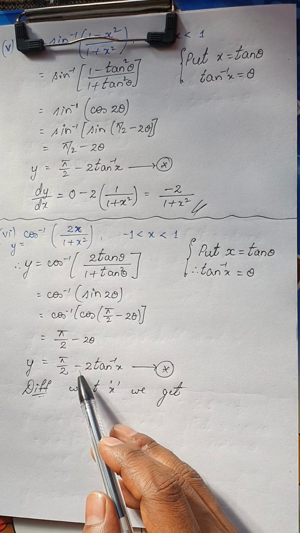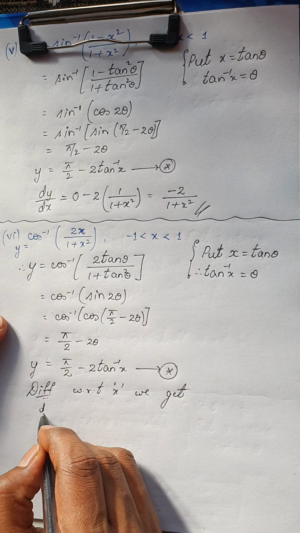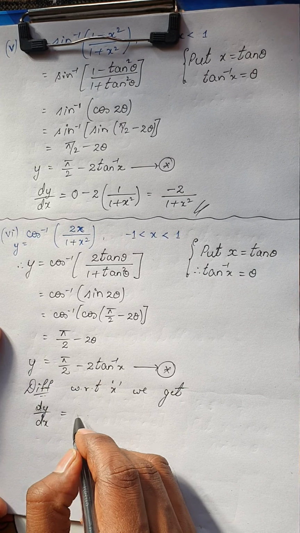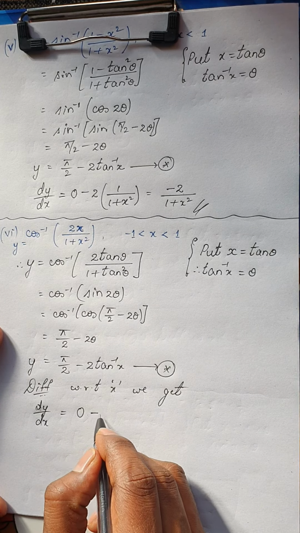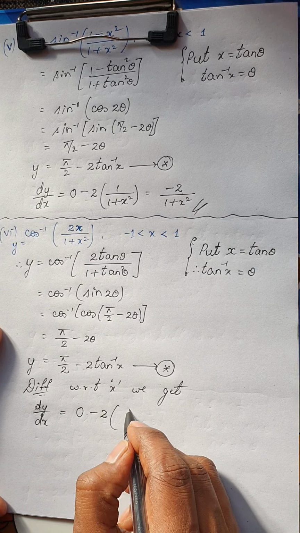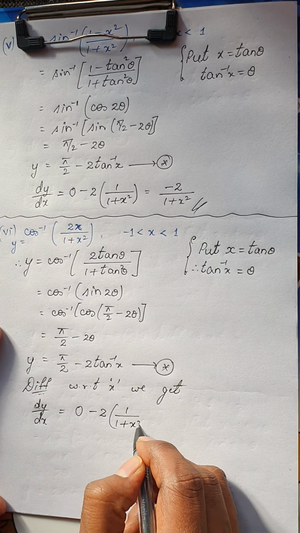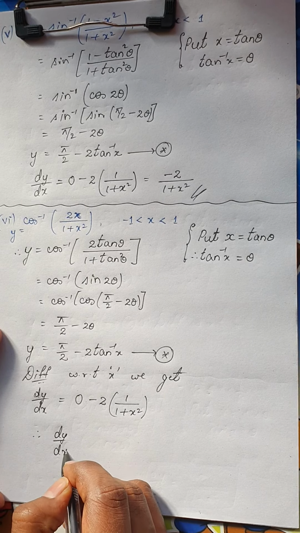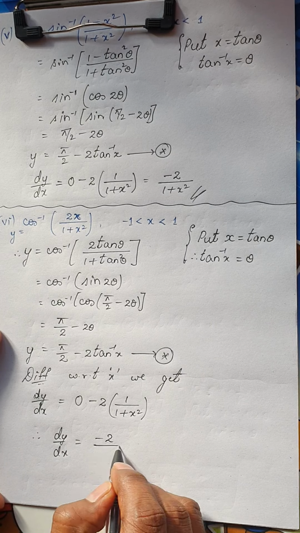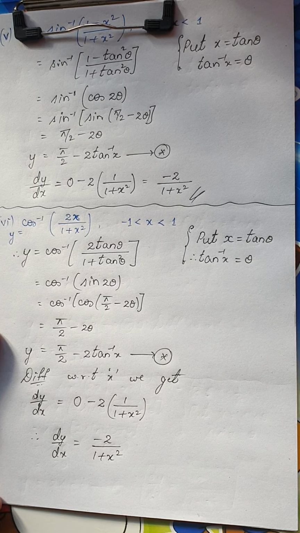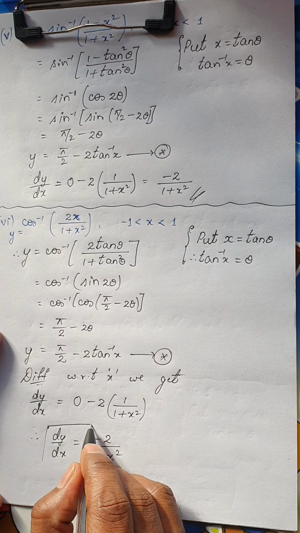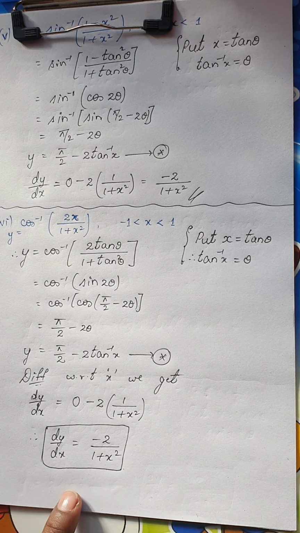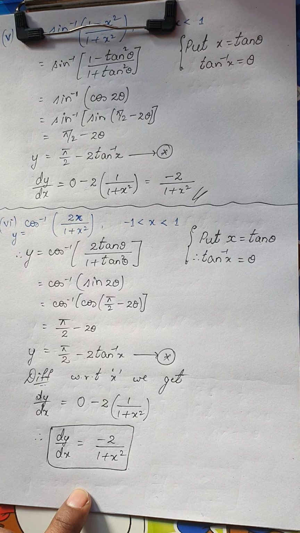So differentiate the above given function with respect to x, we get dy by dx. This is nothing but pi by 2 is a constant, derivative of which is 0, minus 2 into, now what is derivative of tan inverse of x? It is 1 divided by 1 plus x square. Therefore you can finally write dy by dx is nothing but minus 2 divided by 1 plus x square. So this brings us to the conclusion of this question, because these questions will be find dy by dx. Okay, shall we move to the next one?